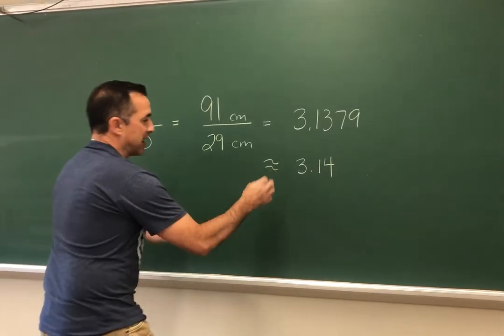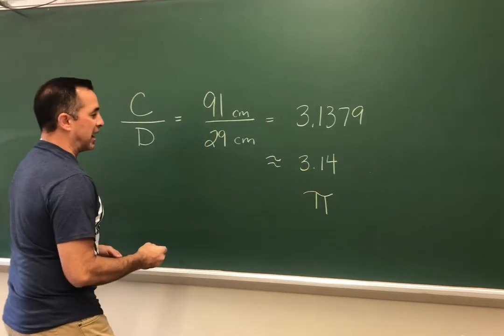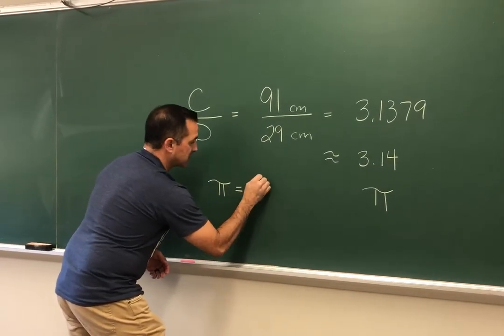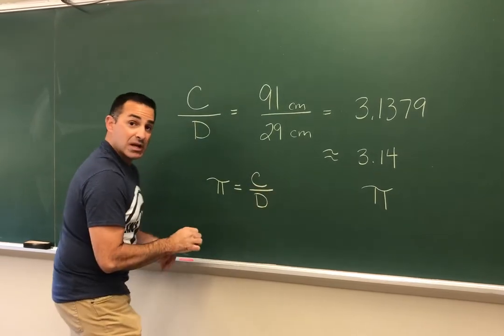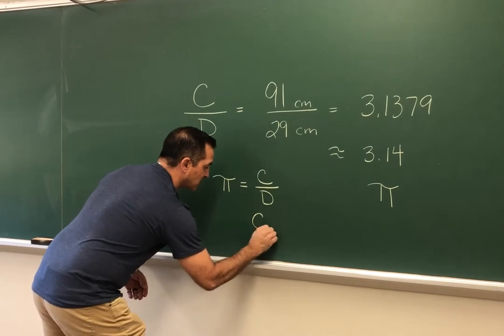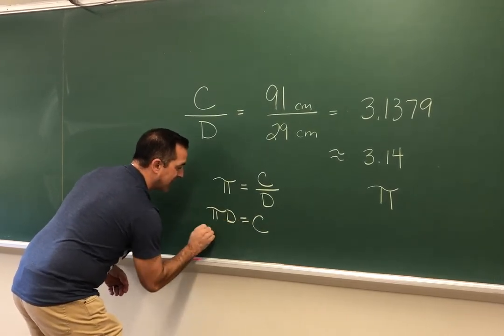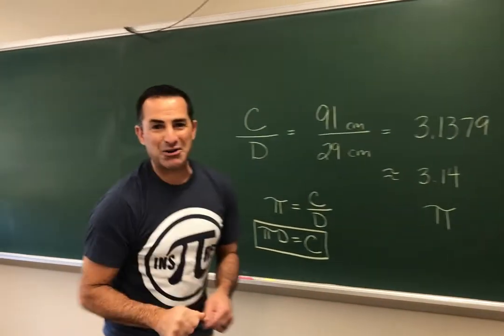So mathematicians long ago adopted a Greek letter and called it pi. So pi is exactly circumference divided by the diameter. Basic algebra tells me that circumference is equal to pi times the diameter. And this is gonna be critical for the next part.